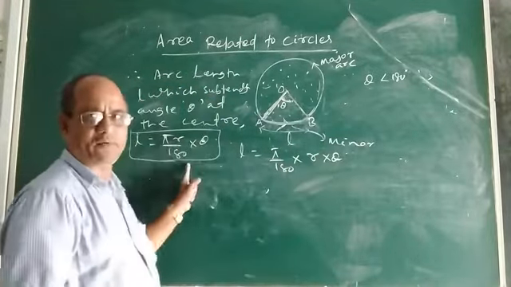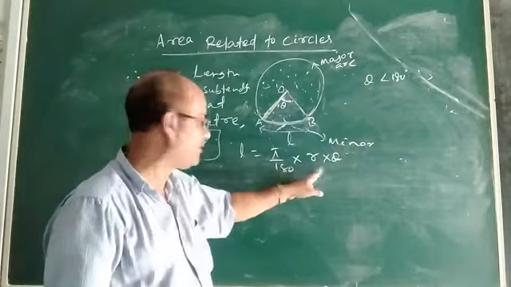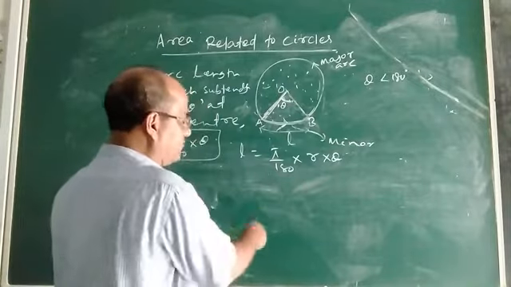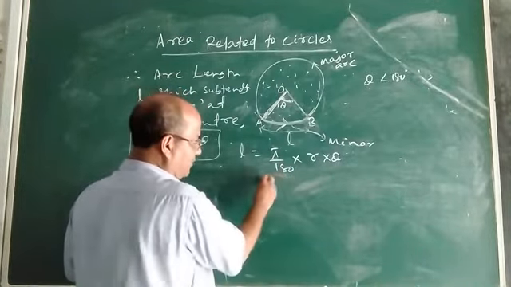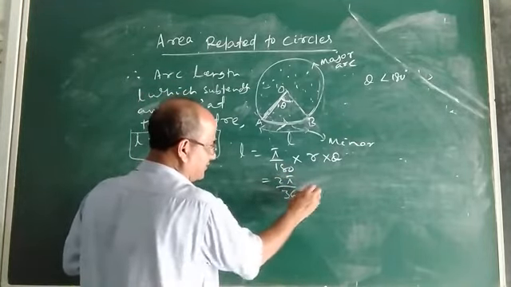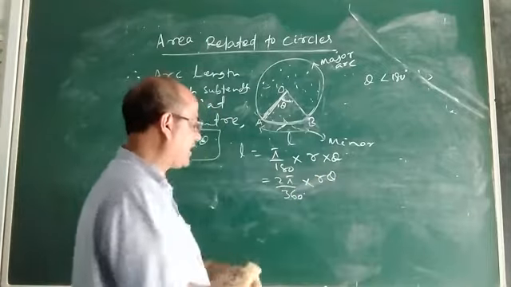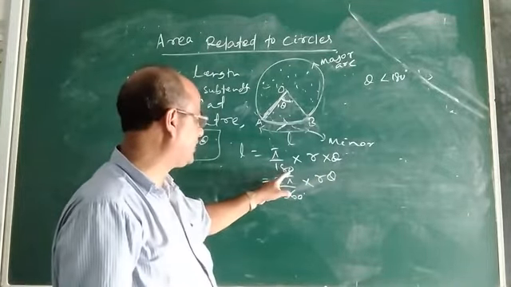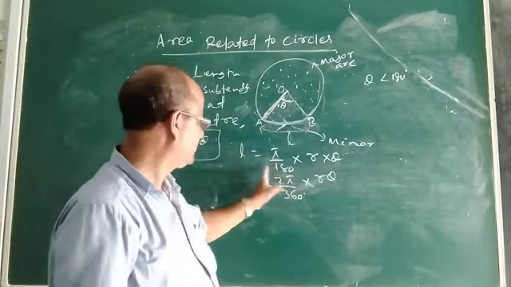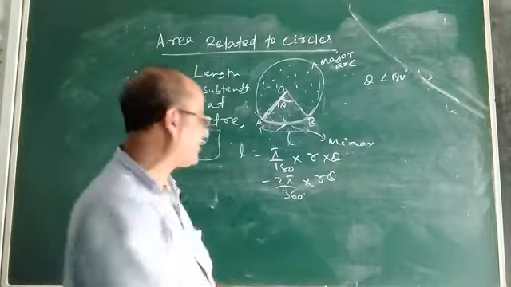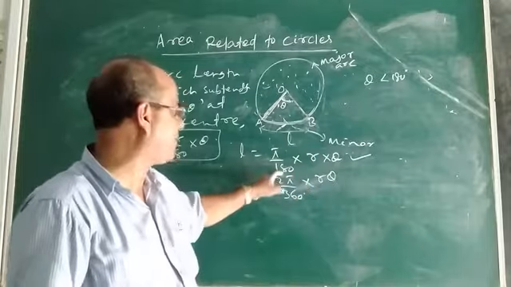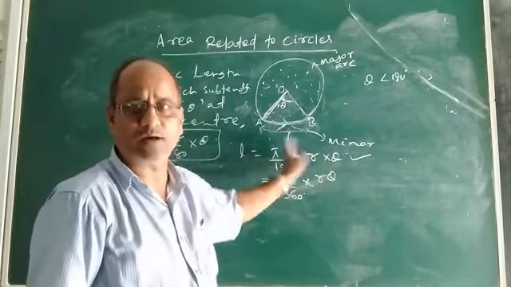Instead of writing pi r by 180 into theta, we can also write it in this manner, pi by 180 into r into theta. And it can also be written as, suppose you multiply 2 into pi and 2 into 180, so twice pi by 360 into r theta. Not necessary, you can simply remember the formula pi by 180 into r into theta to calculate the length of an arc.